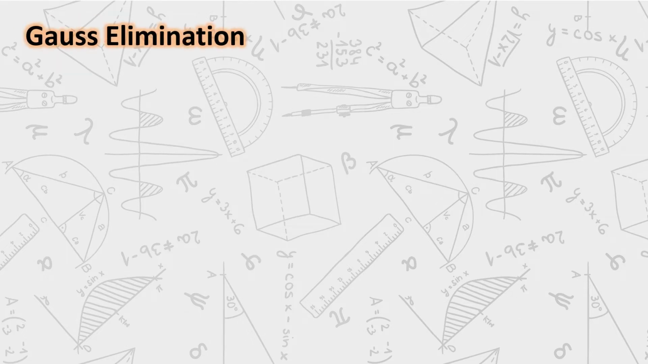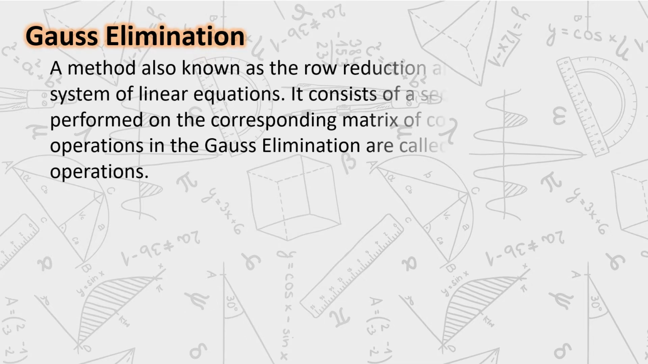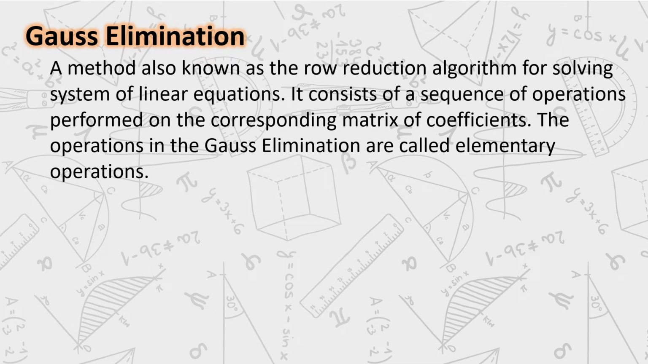This time, let us proceed to Gauss elimination. This is a method also known as the row reduction algorithm for solving system of linear equations. It consists of a sequence of operations performed on the corresponding matrix of coefficients. The operations in the Gauss elimination are called elementary operations.